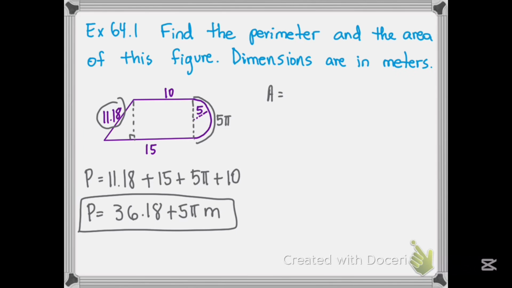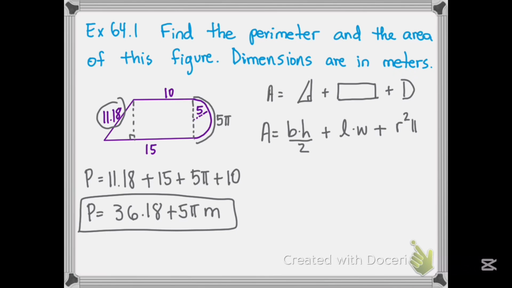Now for the area, we have to find the area of the triangle plus the area of the rectangle plus the area of the semicircle. If we do it like this, it's very easy to see what we're doing. This is the process. This is telling the person looking at your work what you're doing. So formula for triangle, base times height divided by 2. Formula for the rectangle, length times width, or base times height. And for the semicircle is r squared pi, but in this case divided by 2 because it's half of a circle.